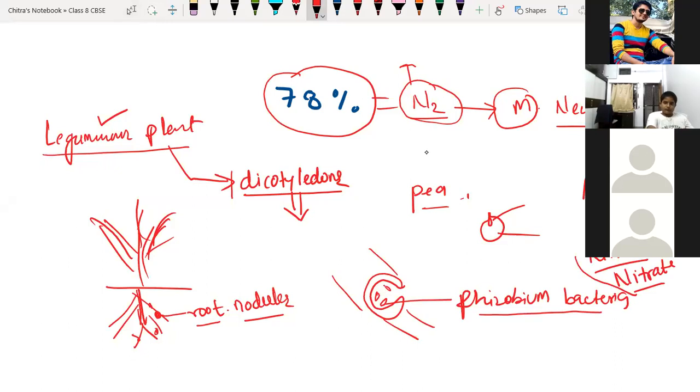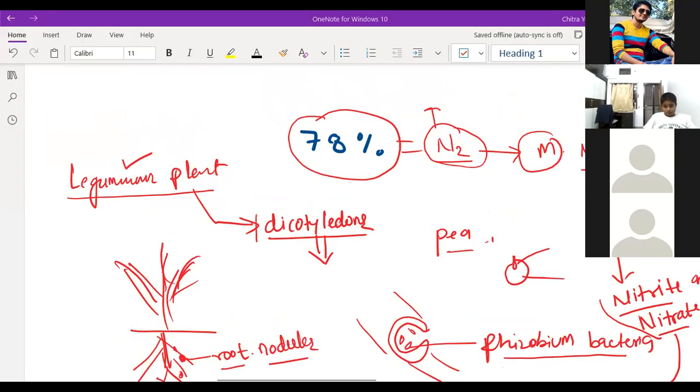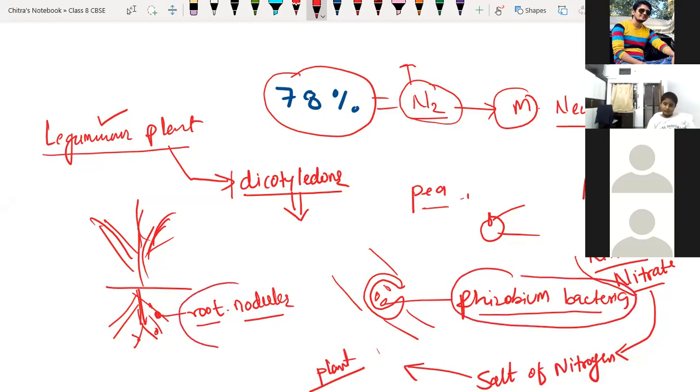These nitrites and nitrates are nothing but salts of nitrogen. And these salts of nitrogen, like nitrite and nitrates, can easily be absorbed by the plant. That means, due to the presence of rhizobium bacteria on the root nodules of the leguminous plant, they can have nitrogen from around them, right?